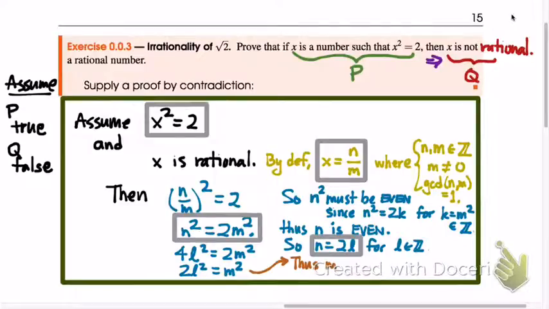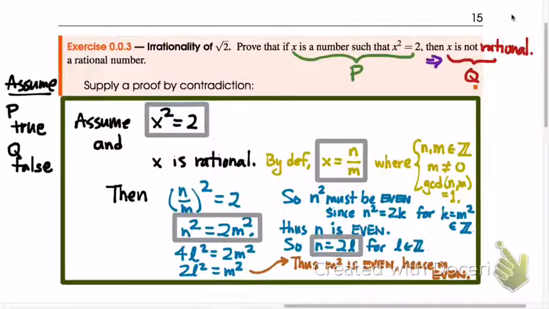Thus, m squared is even, because it's equal to 2 times L squared, right, for L an integer. And hence, what about m? M is even. Okay. We are so close to our contradiction. What is the contradiction that's on the board right now? All the elements are there. It's just a matter of putting them together. Yeah, that since they're both even, they share a common factor. That's right. 2. What common factor do any pair of even integers share? 2. By definition of evenness, right?